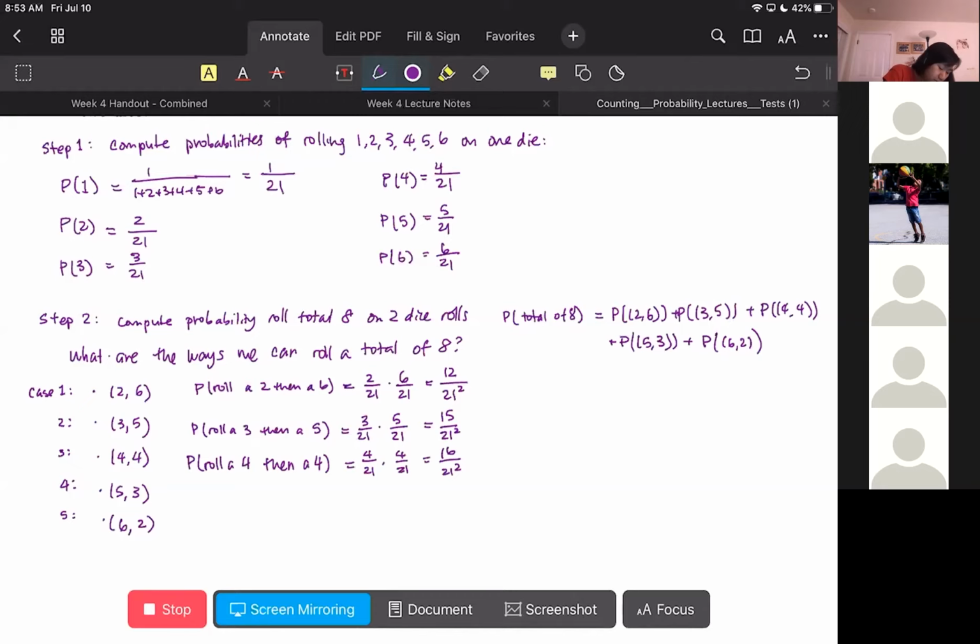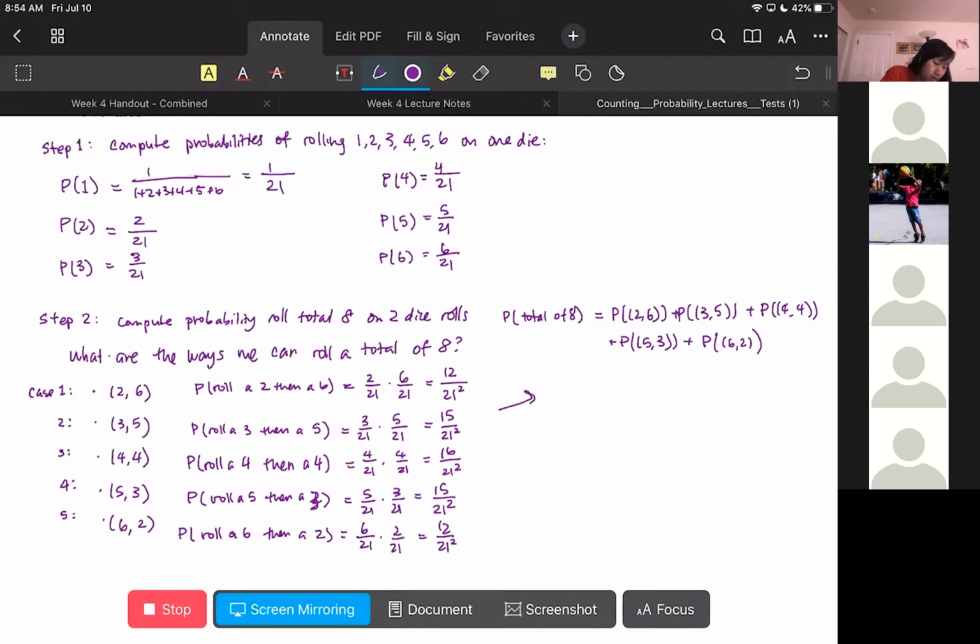Cool, we're almost done. What's the probability we roll a 5 and then a 3? It's the same as the probability of rolling a 3 and 5. So it's 5 over 21 times 3 over 21, that's 15 over 21 squared. And then the last one is the probability we roll a 6, then a 2. That equals the first one we calculated, 6 over 21 times 2 over 21, which is 12 over 21 squared.